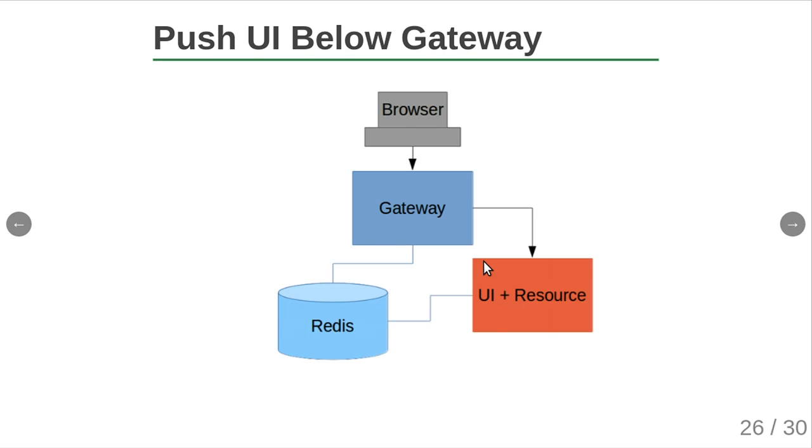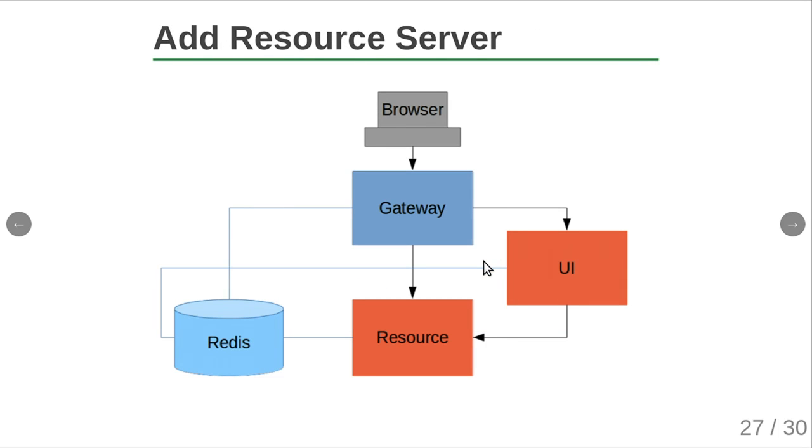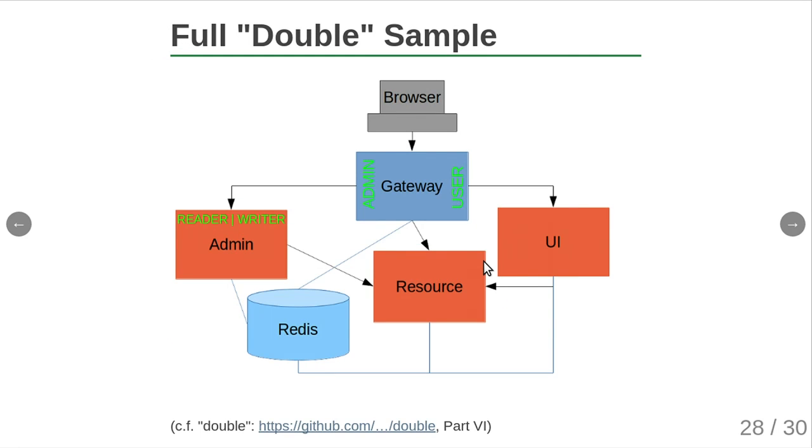So then I pushed the UI below the gateway. I split the UI up into UI and resource. And then I got really clever and added another UI. So there was an admin feature and a user feature on both sides of the gateway there. And they had different access rules. To access the admin side, you needed a different set of roles and permissions than to access the UI.